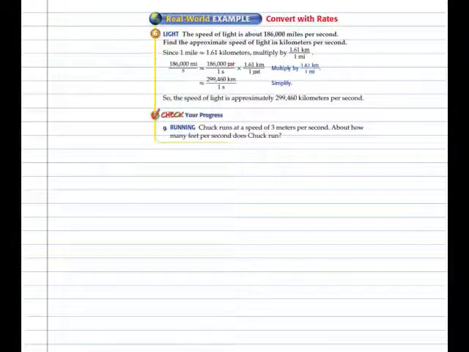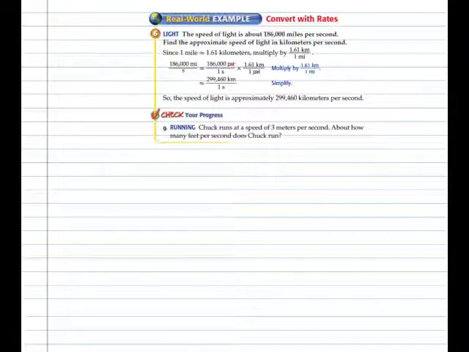Converting with rates rather than relationships or powers of 10. The speed of light is about 186,000 miles per second. Find the approximate speed of light in kilometers per second. So 186,000 miles per second is the speed of light. I'm going to multiply that by 1.61 kilometers per mile. That's my relationship of kilometers to miles. I divide out the similar units, and I end up then with 186,000 times 1.61, which gives me 299,460 kilometers per second.